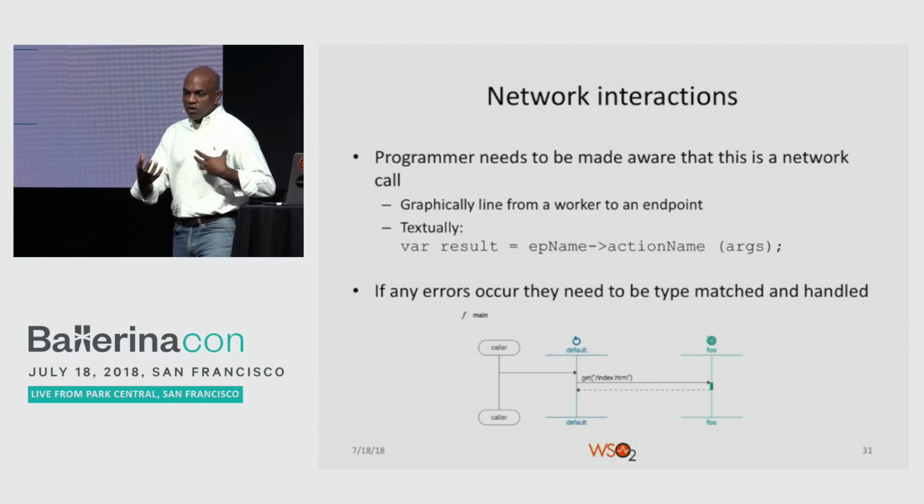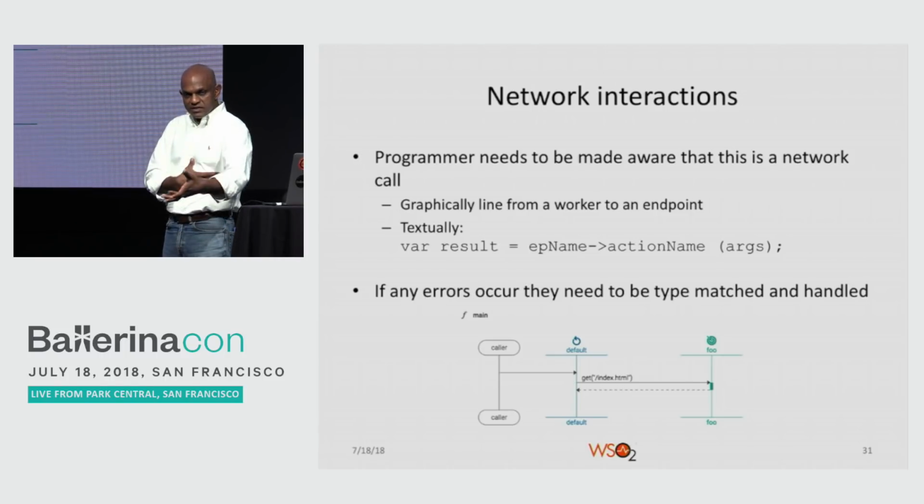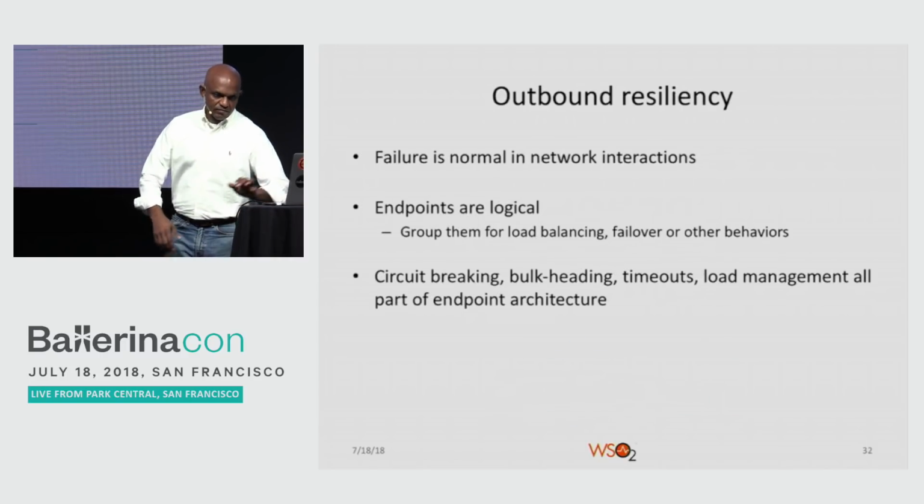So this is actually two things. We want to be able to draw the picture. In order to be able to draw the picture, we need that syntax, plus we want to force the programmer to think that it's different. So again, we need that syntax, right?